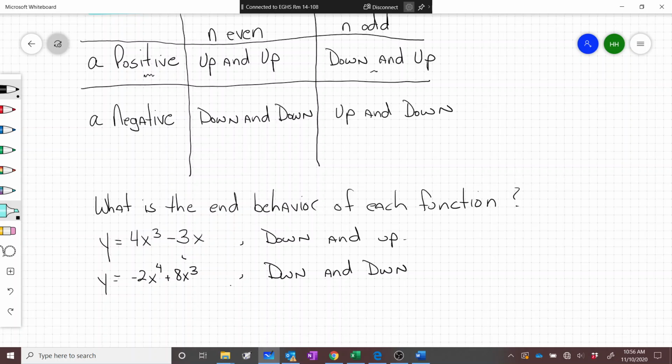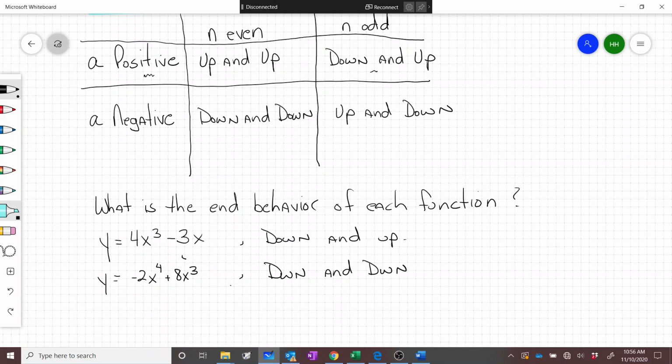Alright, so that's all we're covering today. I know it's a lot of writing and it's a lot of information, but it's pretty important as far as Algebra 2 goes anyway.